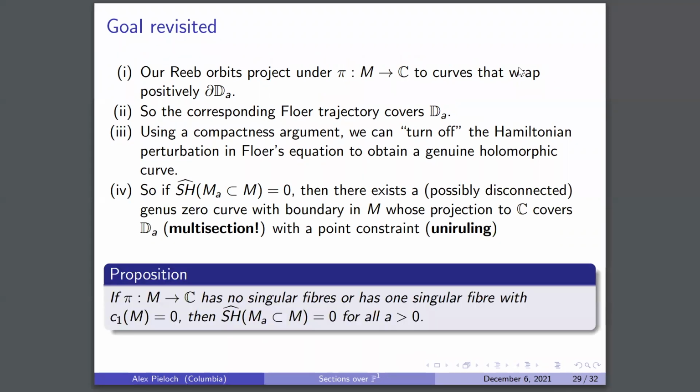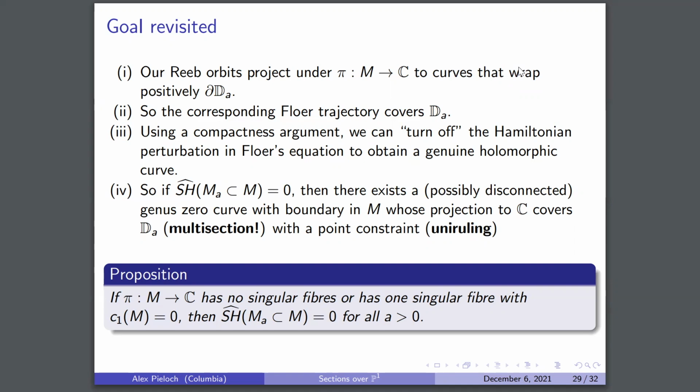Okay, so let me try to explain this. We have two cases corresponding to the two cases in the theorem. One, we have no singular fiber over 0, or we have one singular fiber over 0. And in the case where we have one singular fiber, we assume that this term class vanishes, and we want the vanishing of local symplectic homology.